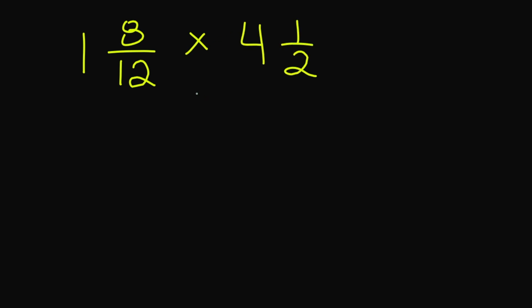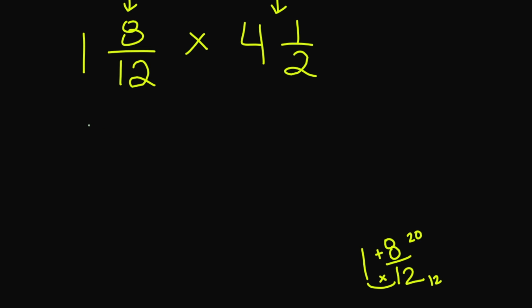Let's try 1 and 8/12 times 4 and 1/2. So let's try this example here. We're going to turn both of our mixed numbers into improper fractions, and then we're going to multiply. So 1 8/12 here, 1 times 12 is going to equal 12, plus 8 is going to equal 20.